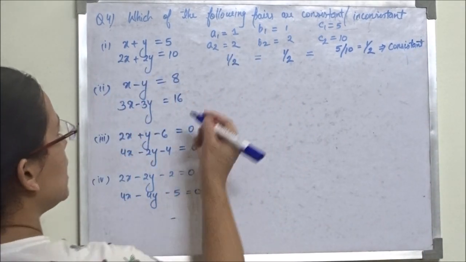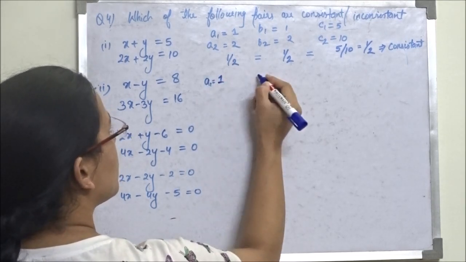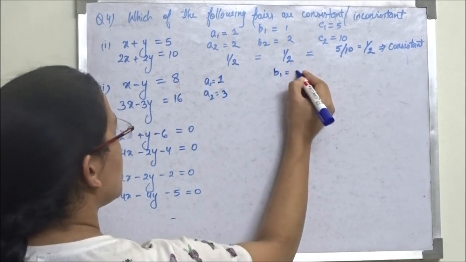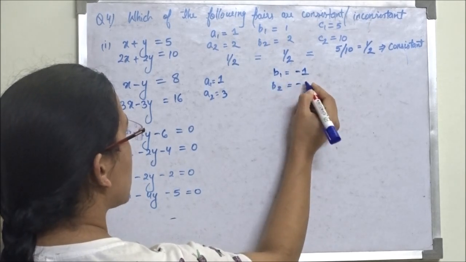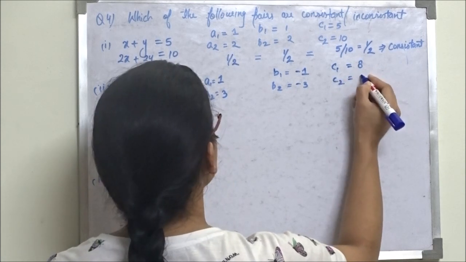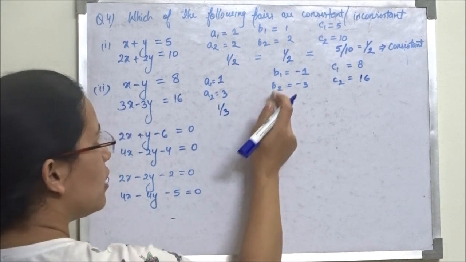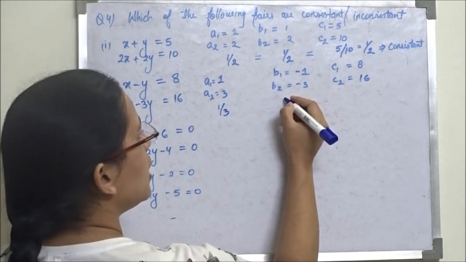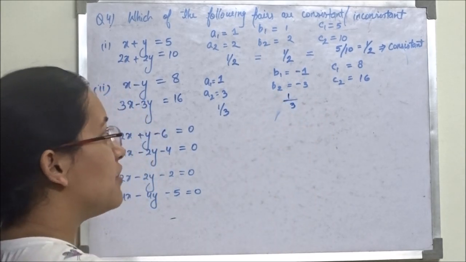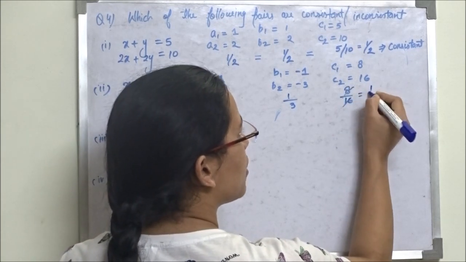In the second equation, a1 is given 1, a2 is given 3, b1 is given -1 and b2 is given -3, whereas c1 is given 8 and c2 is given 16. The ratio a1 by a2 is coming out to be 1 by 3, the ratio b1 by b2 is coming out to be -1 by -3, that means 1 by 3, and c1 by c2 is coming out to be 8 by 16, that is 1 by 2.